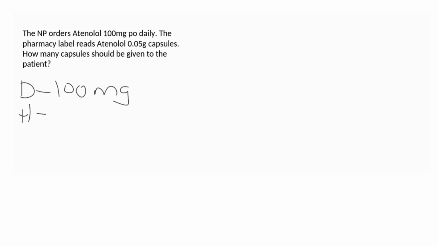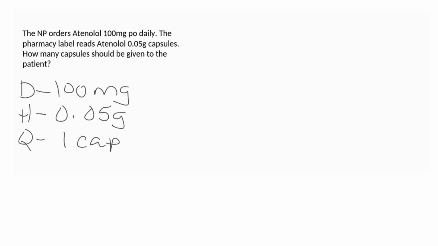What do we have? Pharmacy label reads atenolol 0.05 gram. What is our quantity? Well, it tells us atenolol 0.05 gram capsules. So one capsule is 0.05 gram.